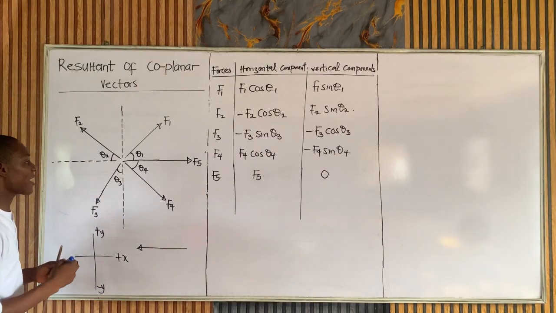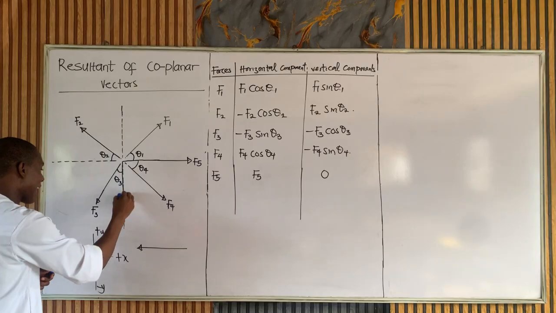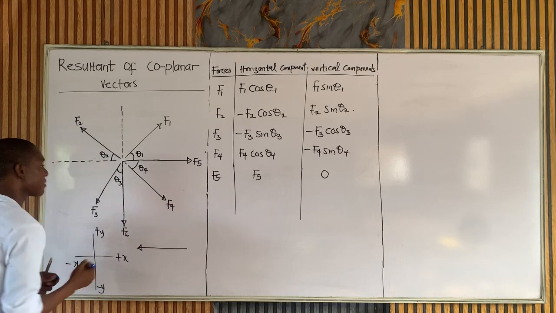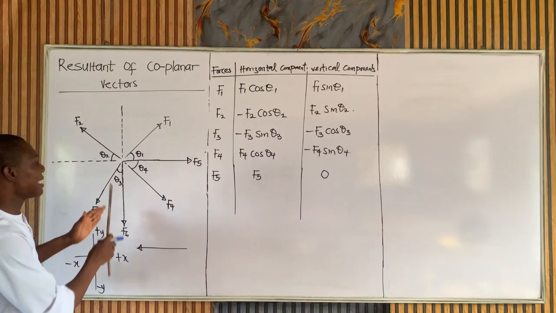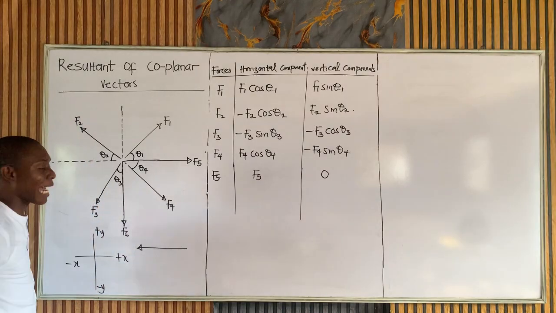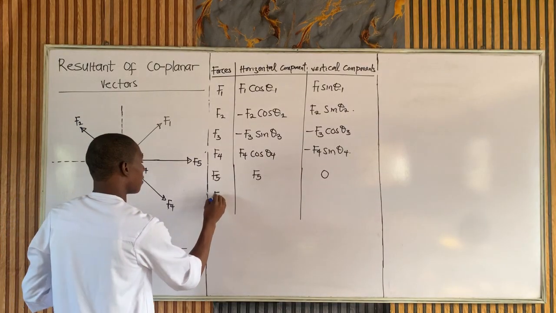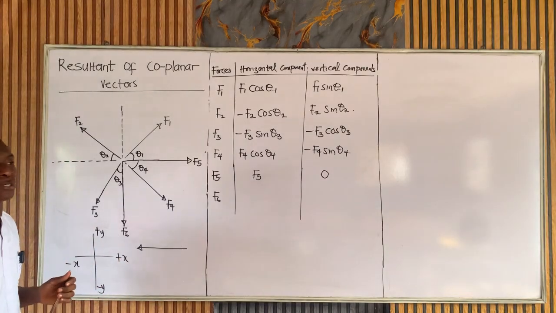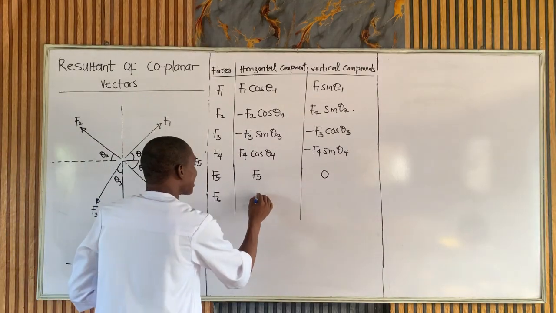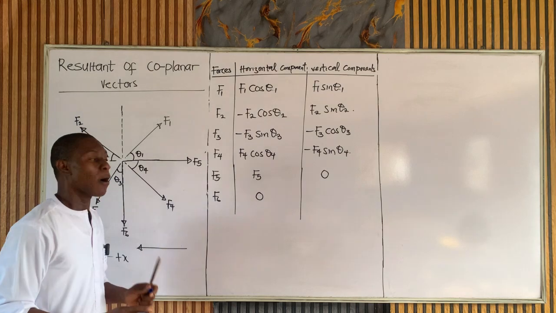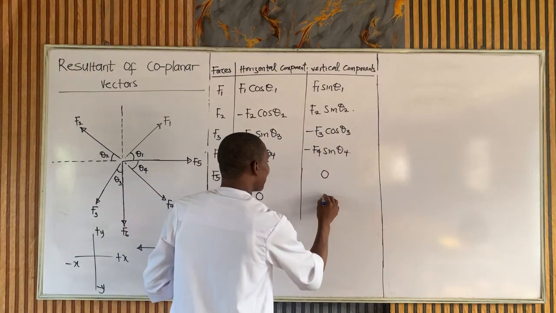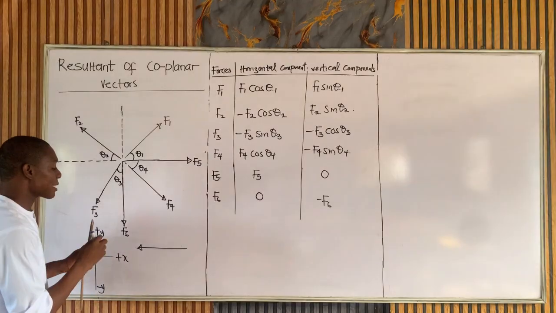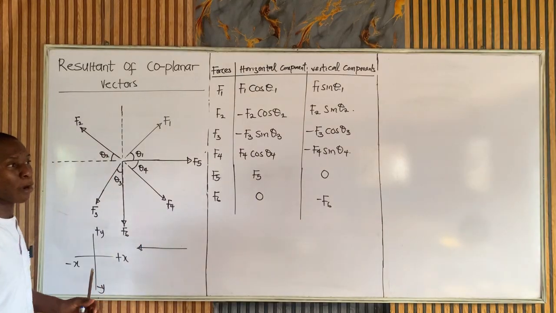Now let's say we have another vector here, which I call F6. Now, this vector is already in the vertical, F6. Now, it is not going to contribute anything to the horizontal. So, along the horizontal it is contributing nothing, that's 0. But towards this vertical, it's going to be F6. But mind you, negative, because it's pointing downward. But take note, it's going to have only a vertical component.